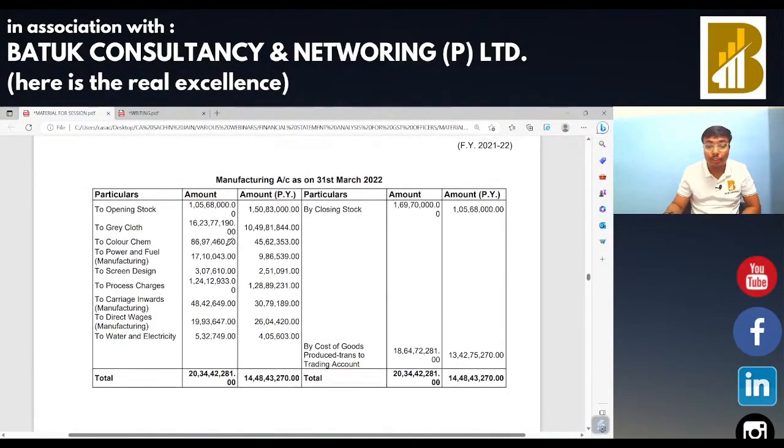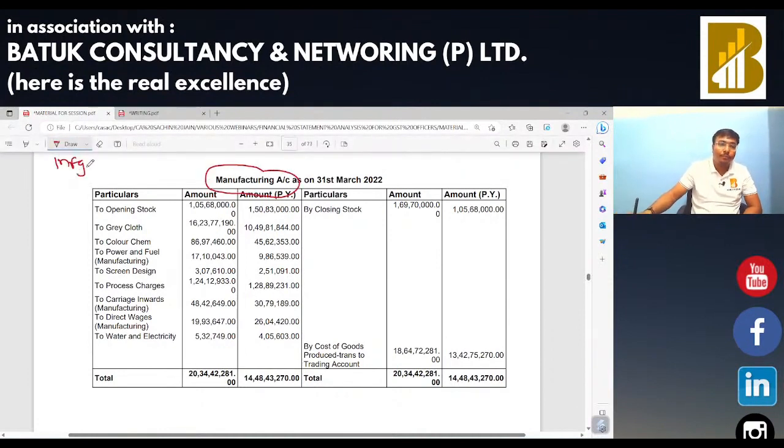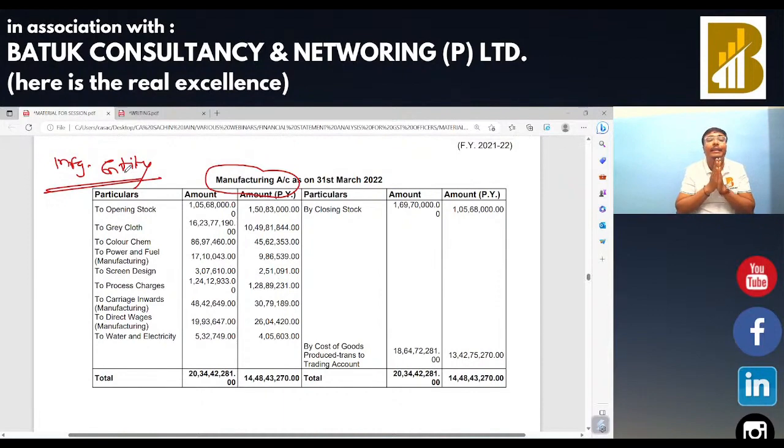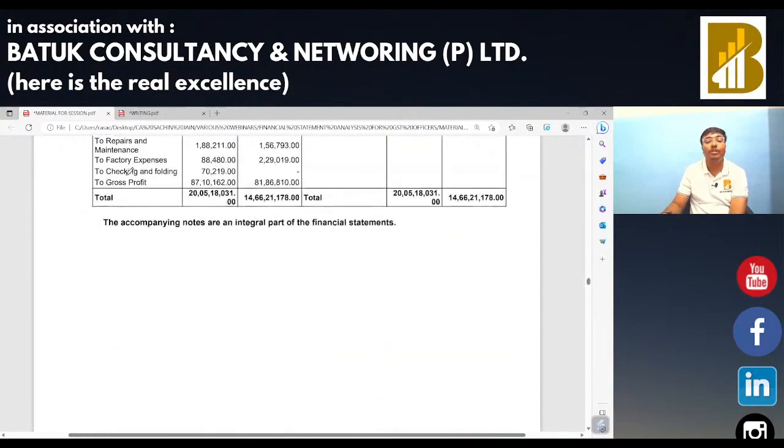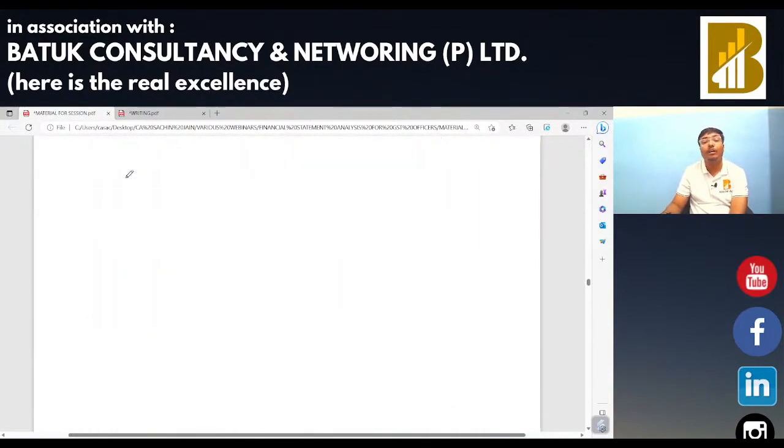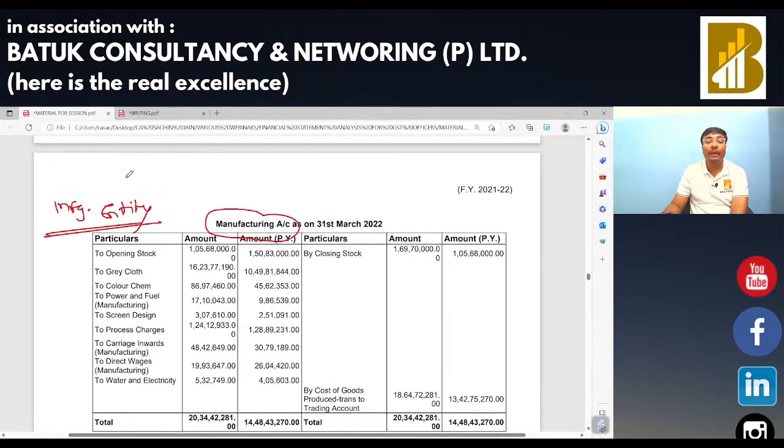Sir, next financial statement we are going to discuss, and the next financial statement is of a manufacturing entity. In that particular entity there is a manufacturing account, a trading account, and a profit and loss account available. So we are going to analyze the manufacturing, trading, and profit and loss account. Okay sir.